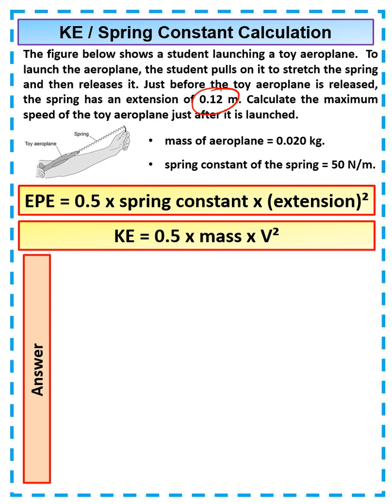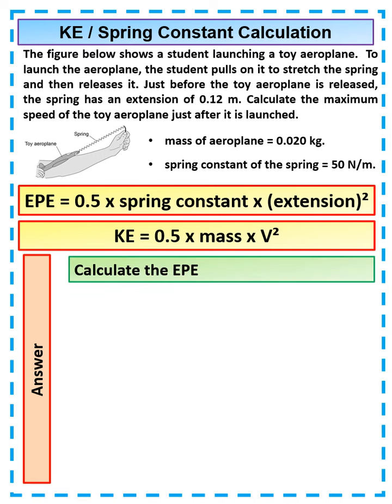So calculate the maximum speed of the toy aeroplane just after its launch. And it tells you that its mass is 0.02 kilograms and the spring constant is 50 newton meters. Right, so the two equations that we're going to have to use are our equations for elastic potential energy and our equation for kinetic energy.